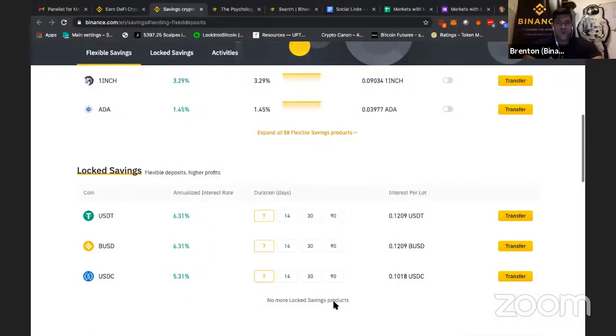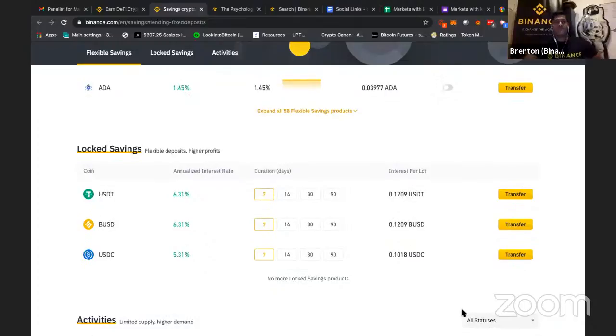But if you are a true hodler, there are a number of locked savings products. So you can see, let's go with the same sort of stable coin. And this is very similar to how we understand a fixed deposit, right? So you've got USDT and BUSD, which are both stable coins. And if you lock them up for 7 days, so after 7 days, you can access them, you can do whatever you want, you get an annual interest rate of about 6.3%. So I don't know what your bank is paying you, but that's fairly decent.